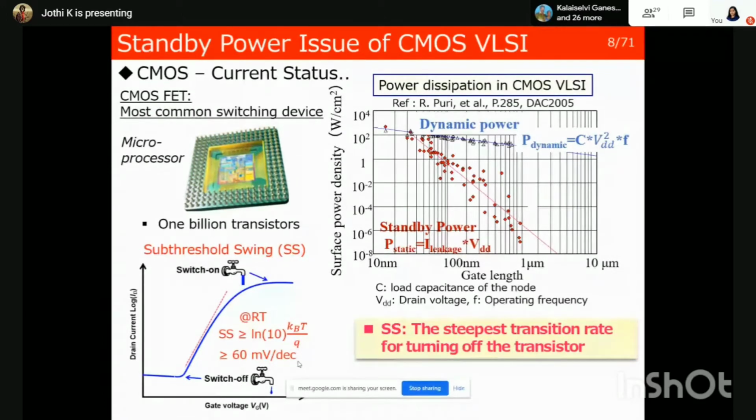We say standby power, right? The standby power comes from your supply voltage and the leakage current. So now we have to understand what the leakage current is. That's what this graph explains.